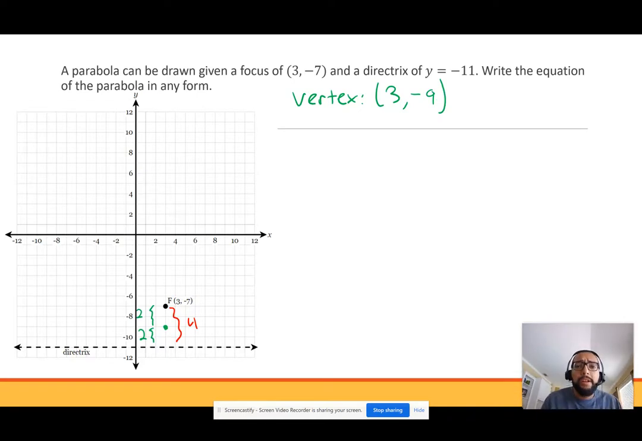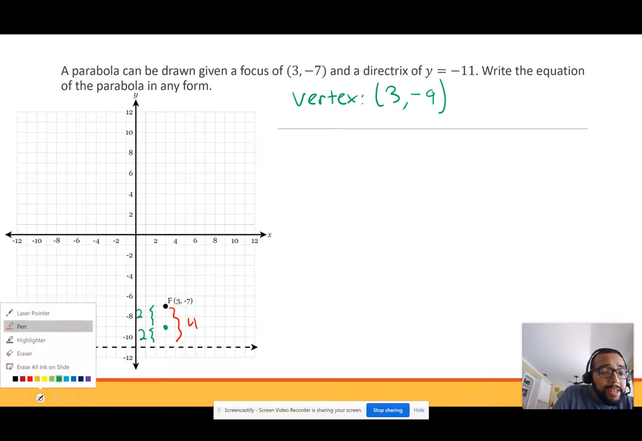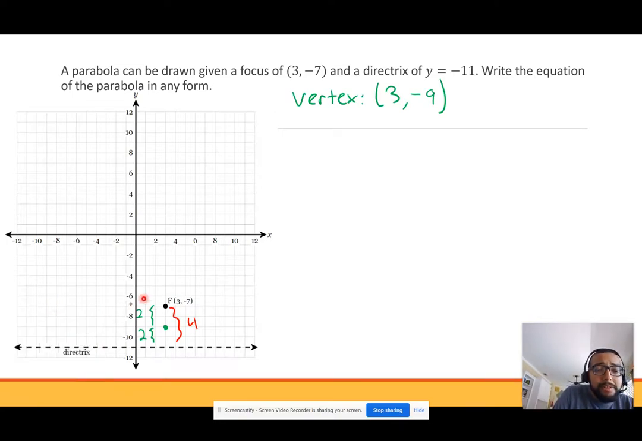Okay, so we plotted our focus and directrix. We found that total distance, and then we found the vertex, so that was nice. Next, let's find our value of P. Remember, the value of P is the distance from your vertex to your focus, or the distance from your vertex to your directrix. Either one, whatever you like best. But I already figured that out. It's 2. My distance of P is 2.